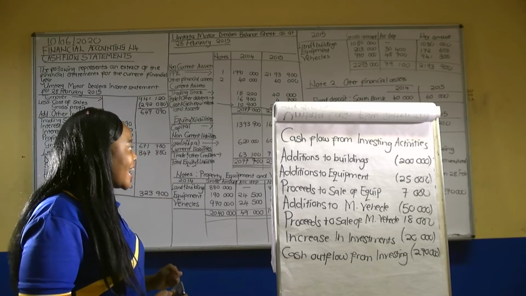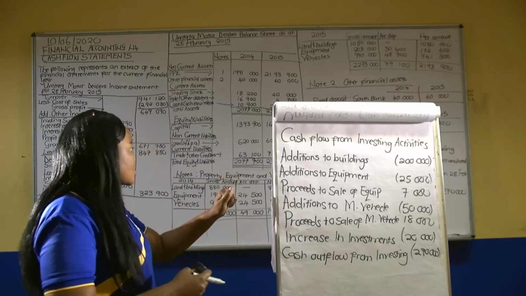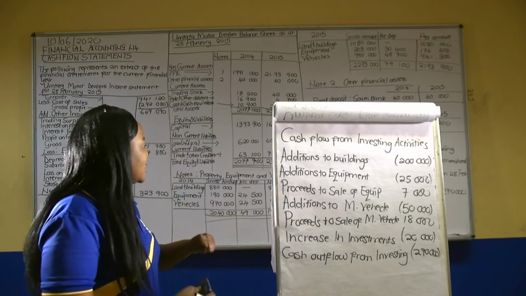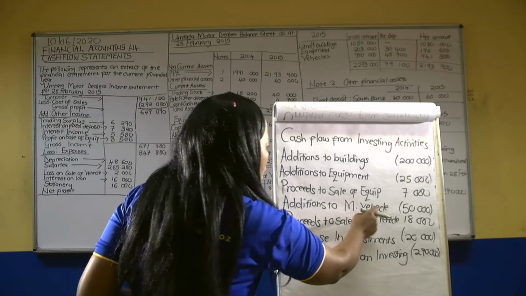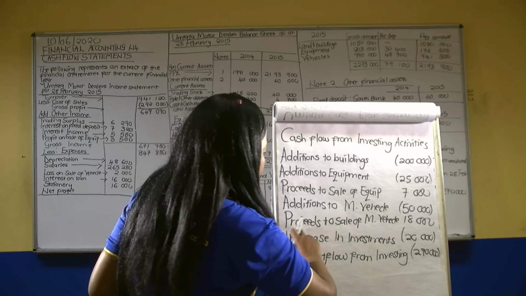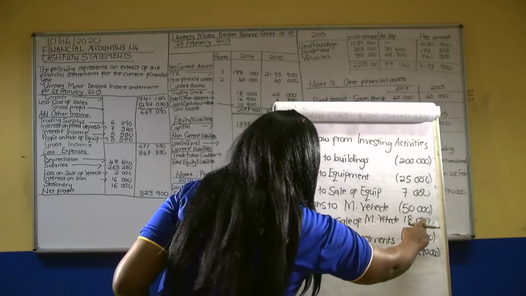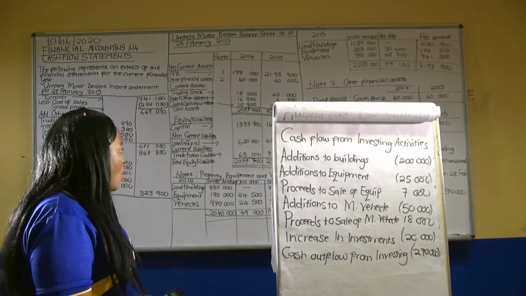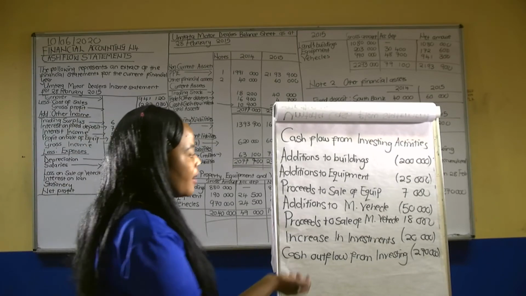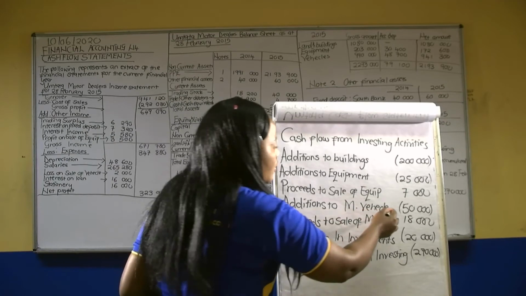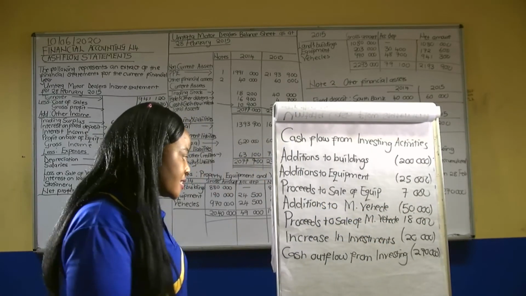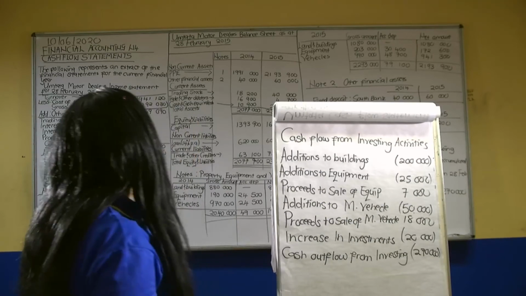Then you go on to another fixed asset, which is motor vehicle. Under additional information, note number 2, they say a delivery van costing 30,000 was sold on 28 February 2015 for 18,000. Proceeds for motor vehicle is 18,000. Then on point number 3, a delivery van purchased for 50,000, meaning that Mthatha purchased a motor vehicle worth 50,000.